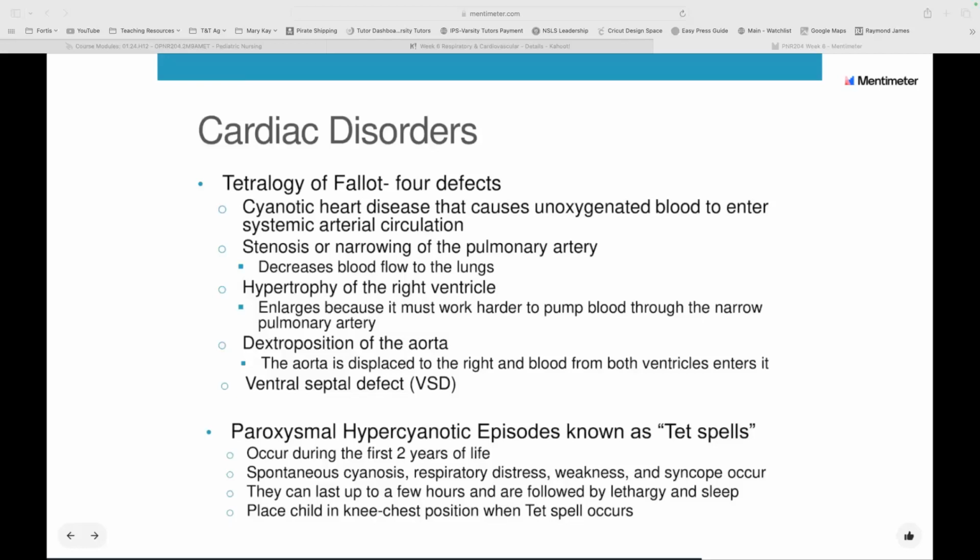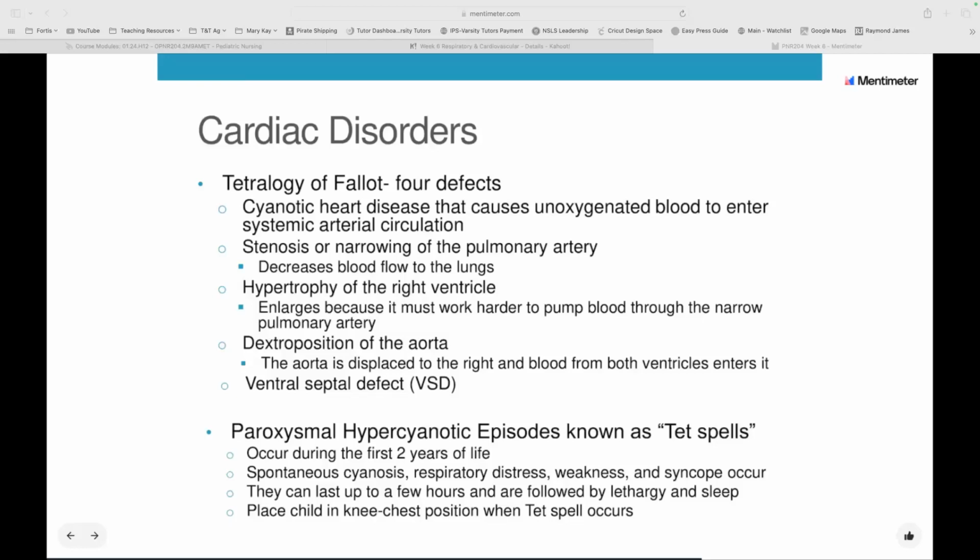Then we have dextroposition of the aorta. So our aorta shifts over to the right and blood from both ventricles enters it. That's where you get that mixed blood flow. So you're getting oxygenated and deoxygenated blood that are both going through the aorta. And then the last thing that we have is a ventricular septal defect. So it's going to be a hole in the wall between the lower two chambers.